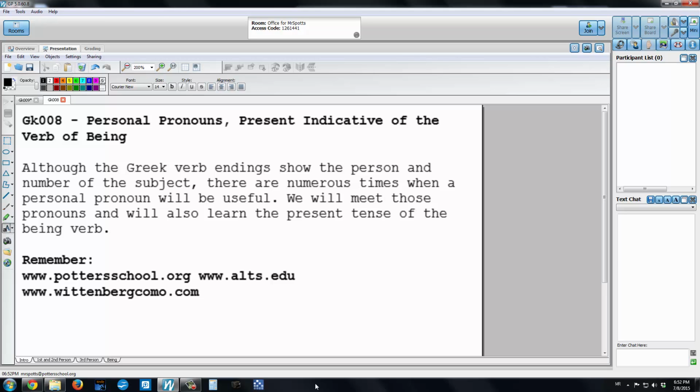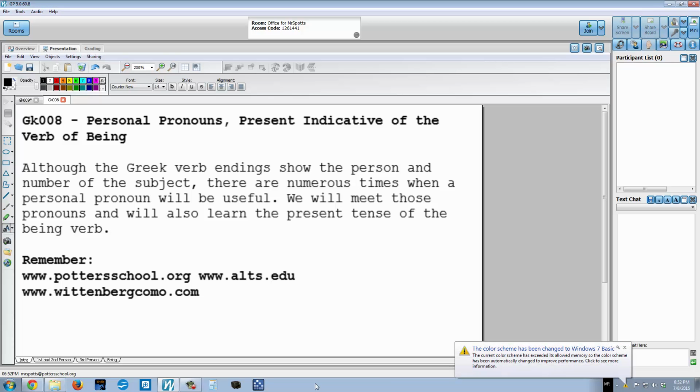These are grouped together because a personal pronoun is a word such as I, you, he, she, or it. And the verb of being would be I am or you are. So they're going to kind of go together, but we do need to remember one is a pronoun and one is a verb. The Greek verb endings show the person and number of the subject.